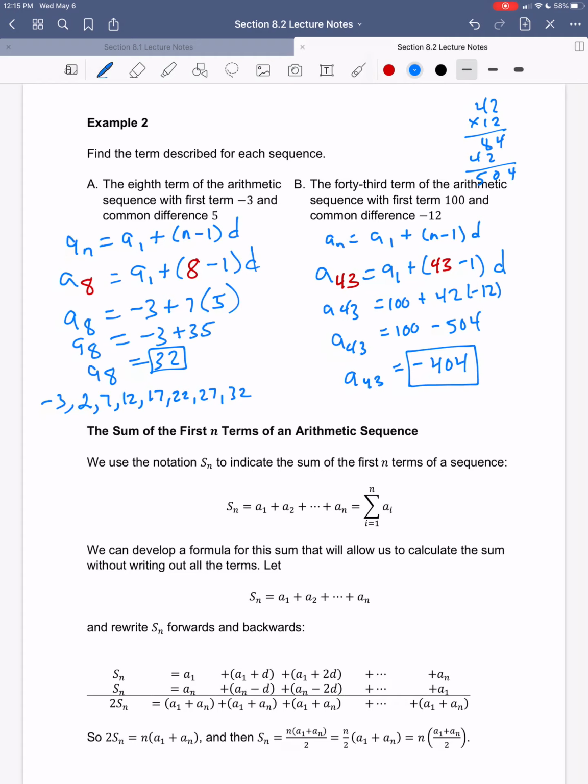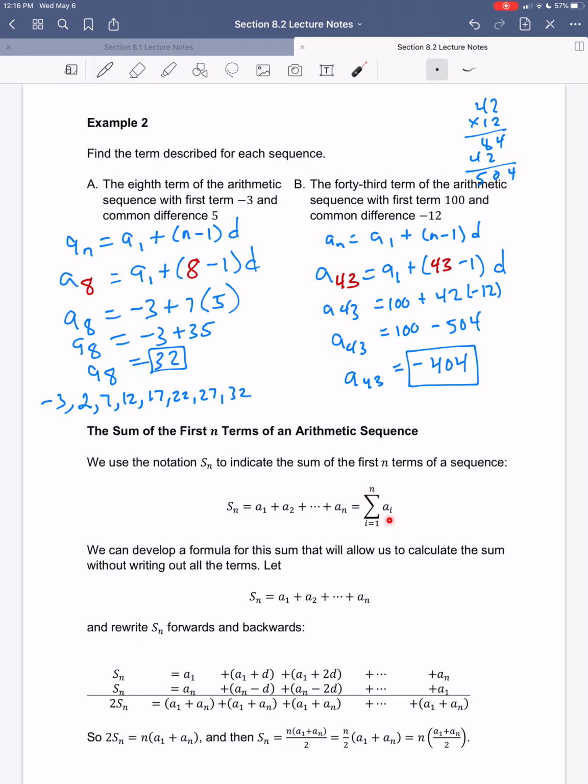Now, one other thing we often want to be able to talk about is the sum of the first n terms. So if I have 8 terms like this and I want to add up all 8 terms, of course I could do it one by one, but it turns out there's a shortcut that we can use. The way we develop this is a little tricky. So we're going to talk about this capital S sub n, and that's going to mean the sum of the first n terms. This is that summation notation that we talked about in the last section, in section 8.1.